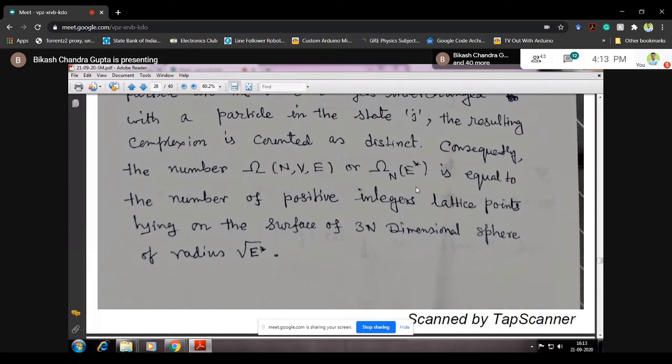এইবার যদি বলি আমি E স্টার কনস্ট্যান্ট রেখে আমি যদি তোমাকে বলি হোয়াট আর দ্য নাম্বার অফ মাইক্রোস্টেটস, তার মানে এই যে আমার হাইপার স্ফিয়ারটা আছে 3n ডিমেনশনাল, সেইটার যে সারফেস উইথ রেডিয়াস স্কয়ার রুট অফ E স্টার, সেই সারফেসের মধ্যে ওই যে কিউব কিউব ভাগ করেছো, মানে ওই কিউবের কর্নার যদি ওই সারফেসের মধ্যে পড়ে, দেন দ্যাট ইজ ওয়ান সলিউশন, রাইট? বুঝতে পারলে?